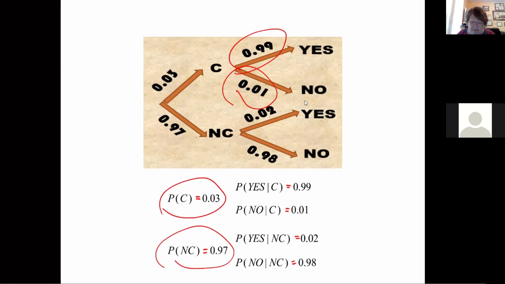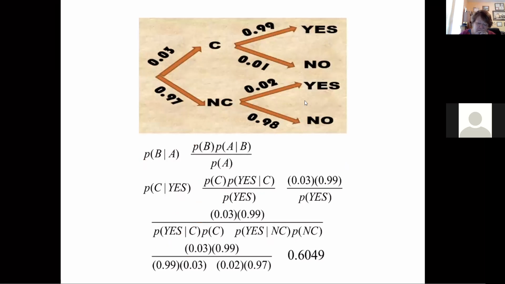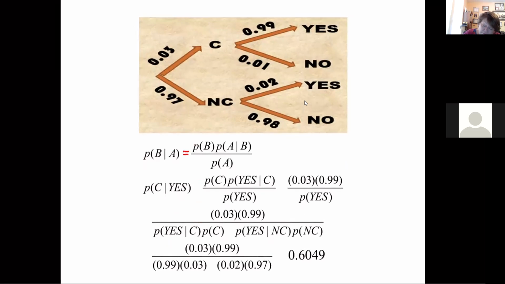Now let's talk Bayes' theorem. Okay, so the formula for Bayes' theorem is the probability of B given A is the probability of B times the probability of A. We don't have any equals in here. For some reason, my equals are not showing up. It's the probability of B times the probability of A given B divided by the probability of A.